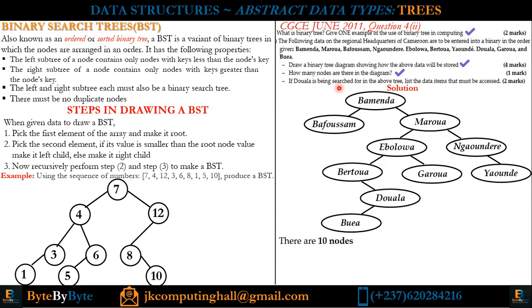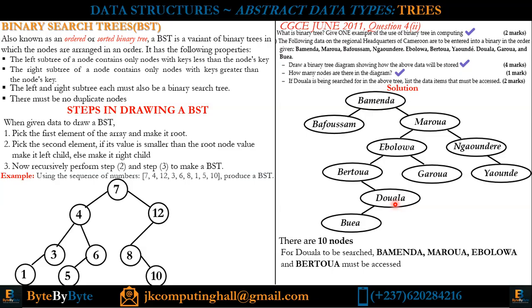The next one says, if Douala is being searched in the above tree, list the data item that must be accessed. So if I want to arrive at Douala, searching always starts from the root. So I start Bamenda, Marwa, Ebolowa, Betwa before I reach Douala. So for Douala to be searched, Bamenda, Marwa, Ebolowa, Betwa must be accessed before we reach Douala. It does not mean that you that is in Bamenda, before you reach Douala, you must go to Marwa, Ebolowa and Betwa before reaching Douala.